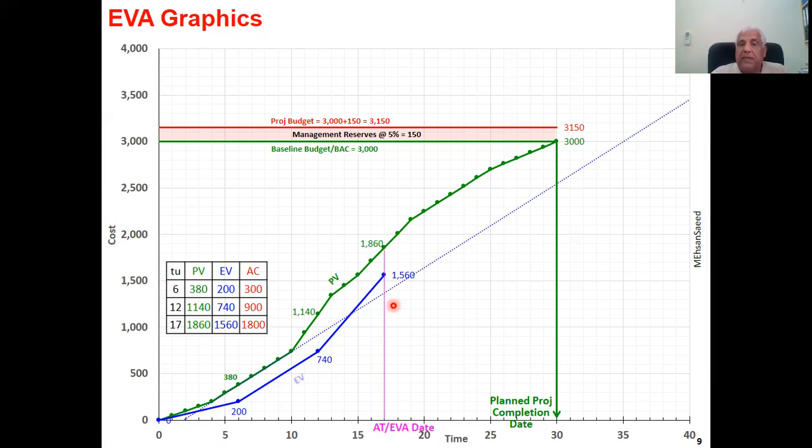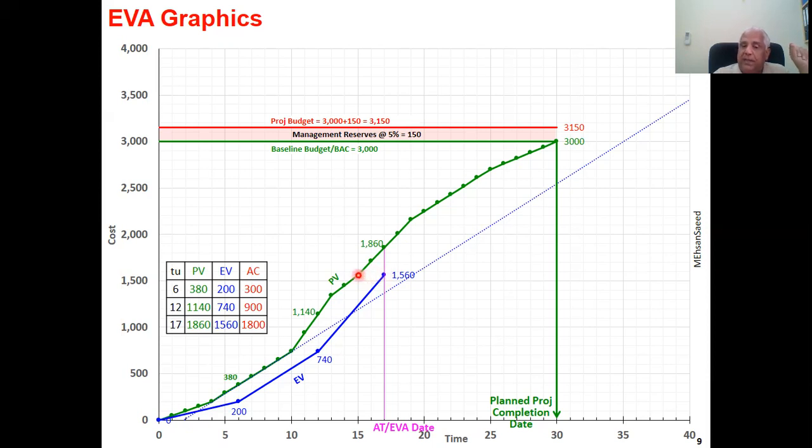Let us draw today's line. This is today's line, 17th, or this is the actual time. Okay, we have achieved 1560 today. When should we have achieved 1560? Well, all we have to do is go horizontally and hit the green line. This is also 1560. This is the planned 1560. This is the actual 1560.